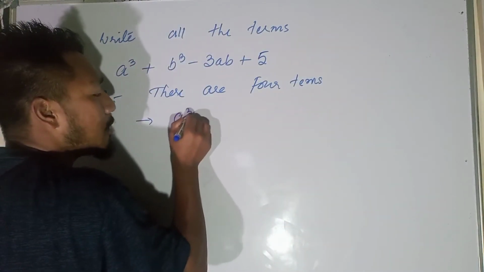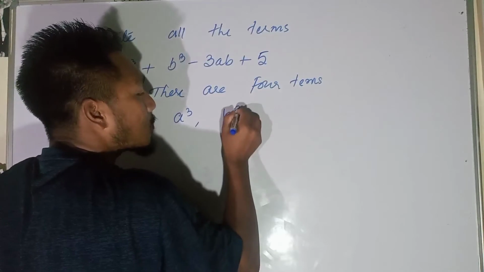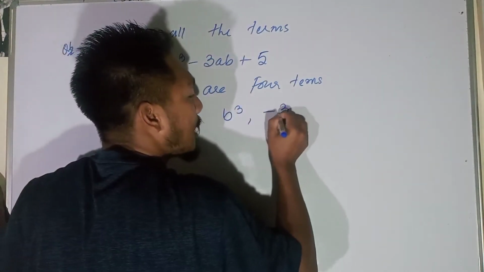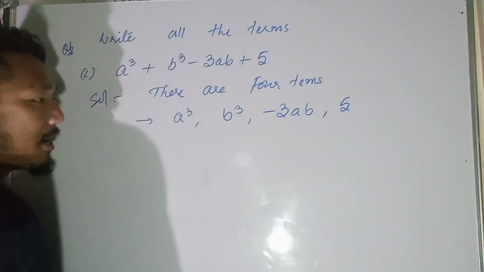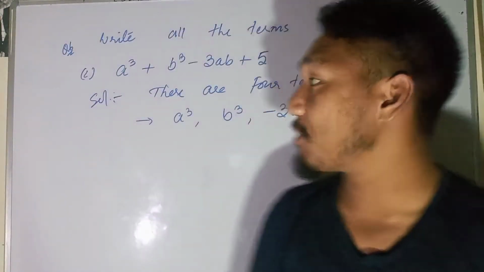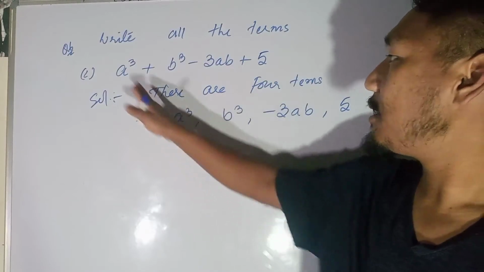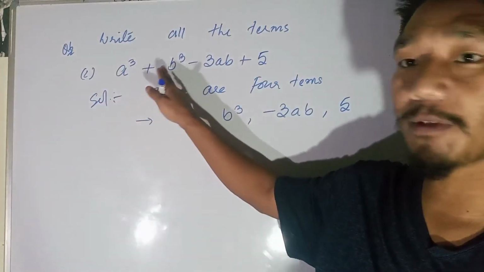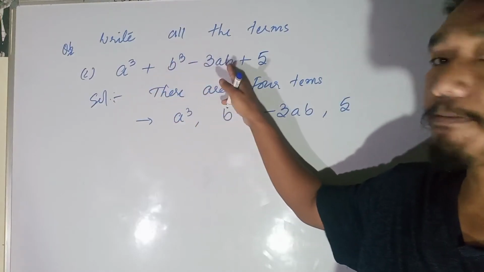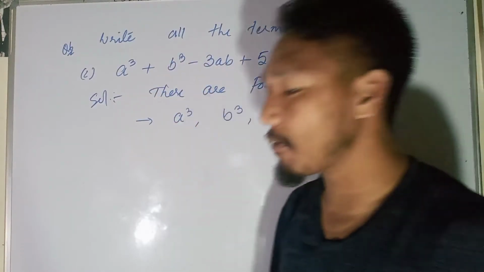a cube is 1 term, plus b cube is also another term, minus 3ab is also another term, and 5 is also another term. How many terms do we have? 4 terms. What are the 4 terms? a cube, b cube, minus 3ab, plus 5. So these are the 4 terms.